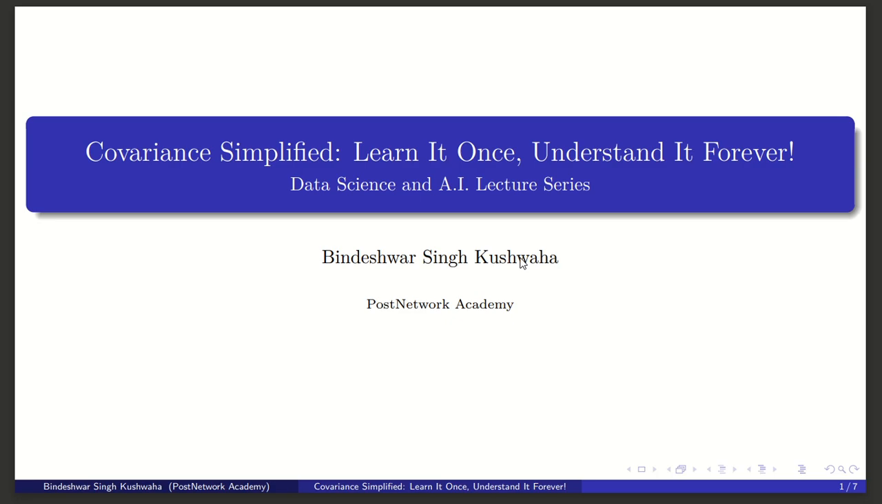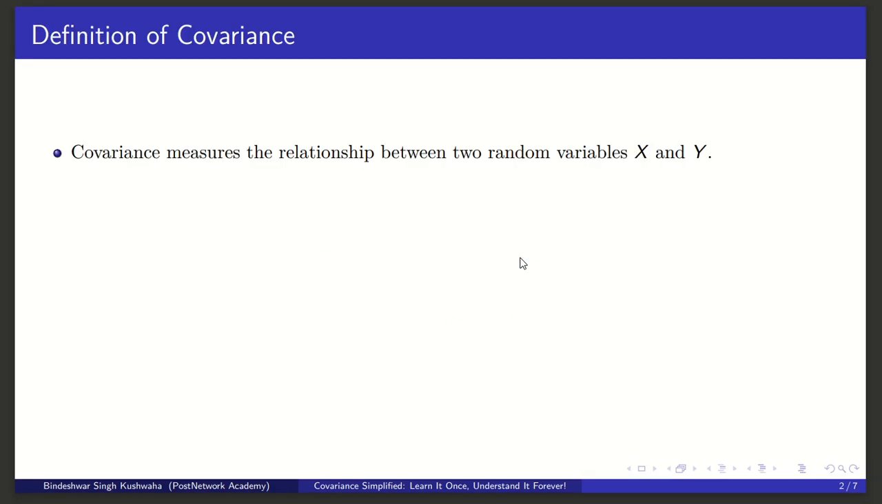Today we are diving deep into covariance, which would be helpful for data science, AI and machine learning. Now what is covariance? Covariance measures the relationship between two random variables x and y. It may be random or deterministic, both. In our case, we are working with deterministic variables.